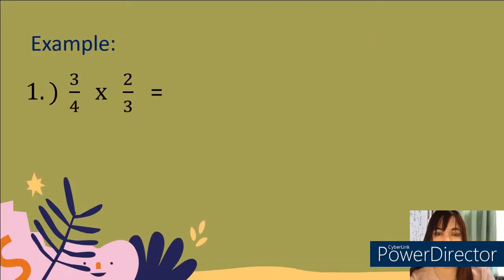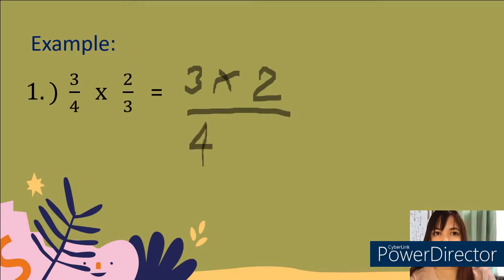Okay, so we have example number 1. Let's start with example number 1. We have 3/4 times 2/3. By applying the rule, we are going to multiply the numerators first and then the denominators. So we have 3 times 2 over 4 times 3. So what is the product?